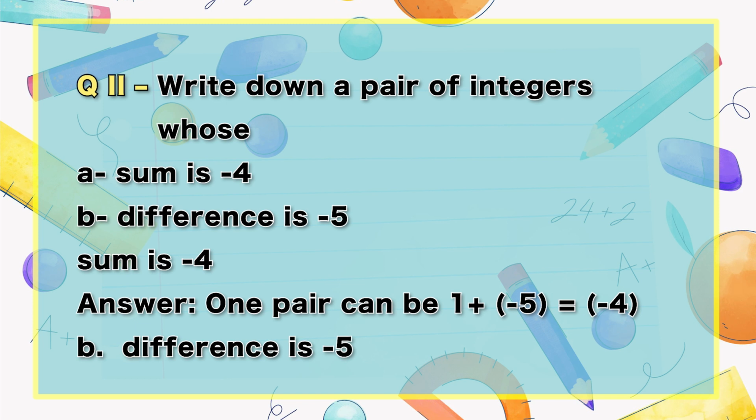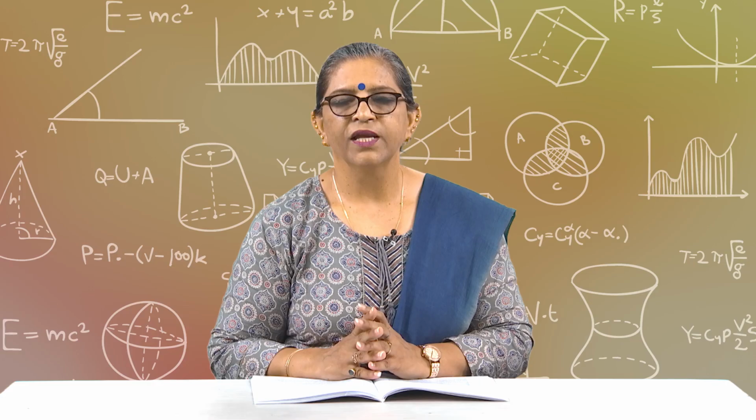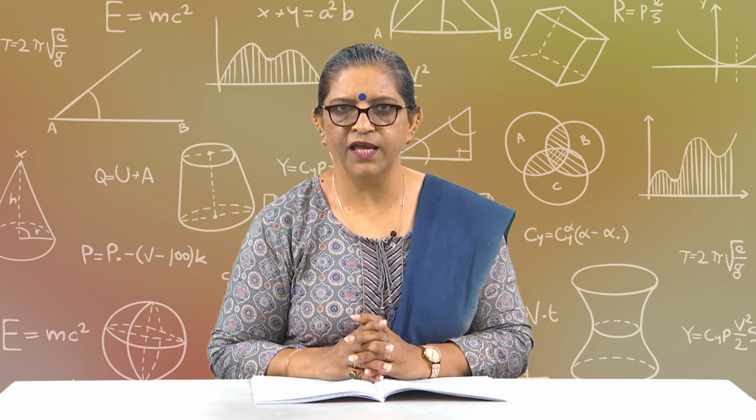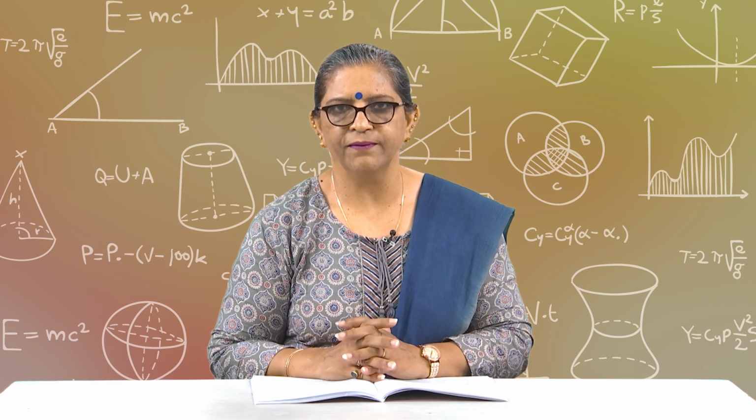When I sum them up, I get -4. Similarly, there are many pairs whose sum will be -4. You may choose any one. For the difference to be -5, I have chosen the pair -2 and -7, so that -7 minus -2 gives -5. Similarly, there are many pairs whose difference will be -5. You may select any one.